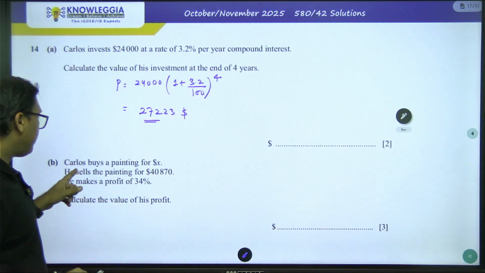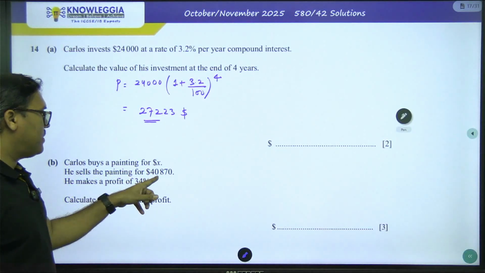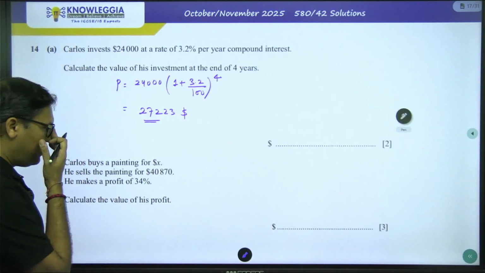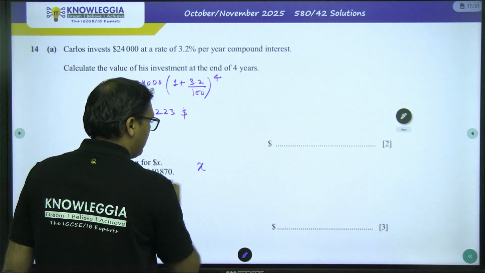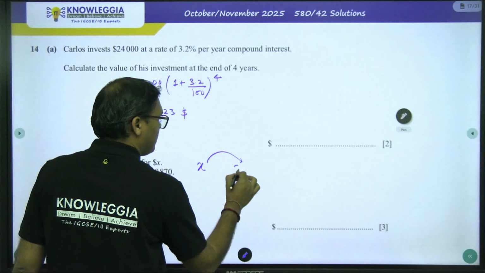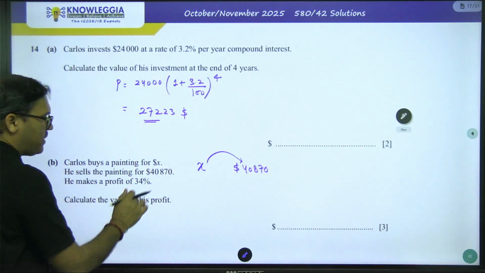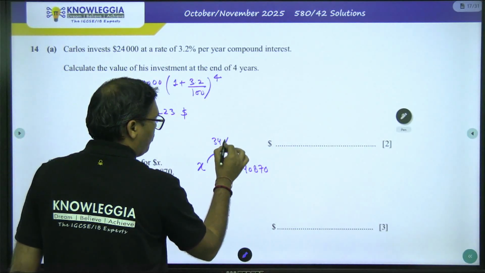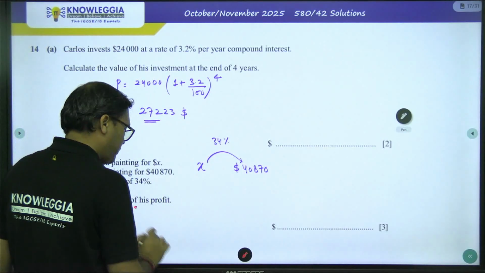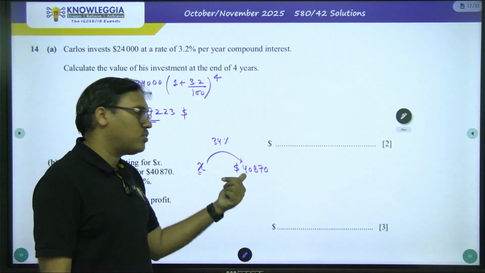Next question. Carlos buys a painting for $X, sells the painting for this, and makes a profit of 34%. What is the value of his profit? We have to find the value of the profit. So see, his cost price is $X, and he sells at $40,870, and this is a profit of 34%. So what is the value of the profit? Basically, first we'll calculate the cost price, and then we'll subtract the two to get the profit.